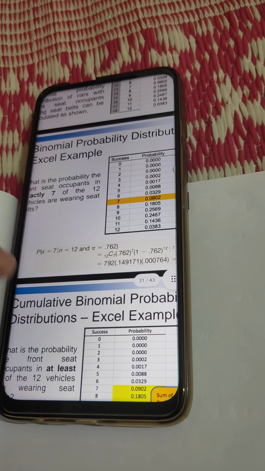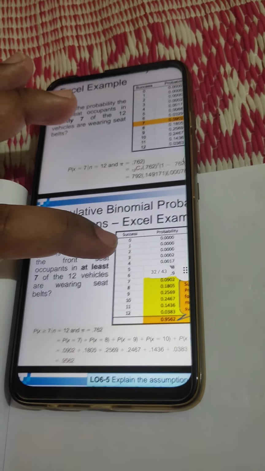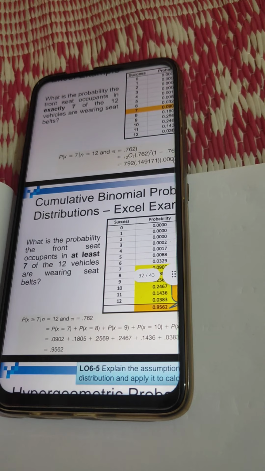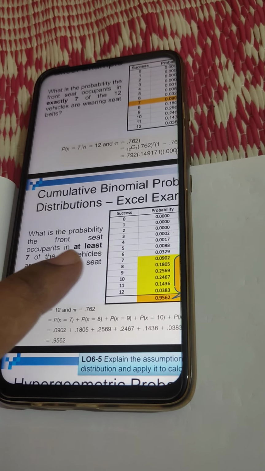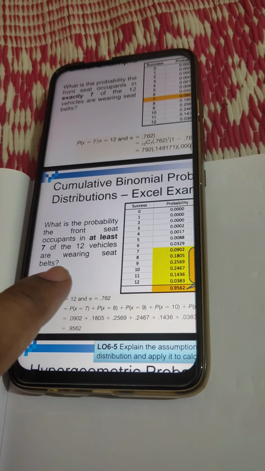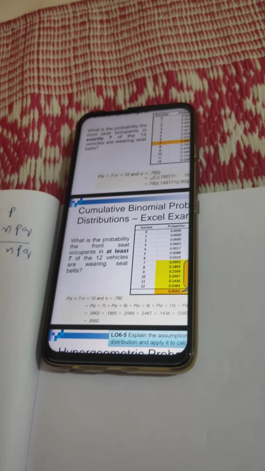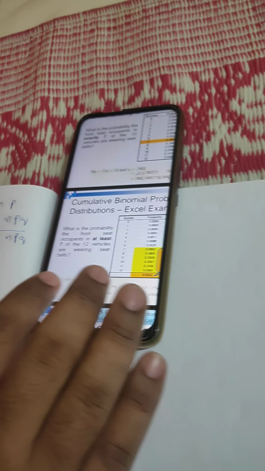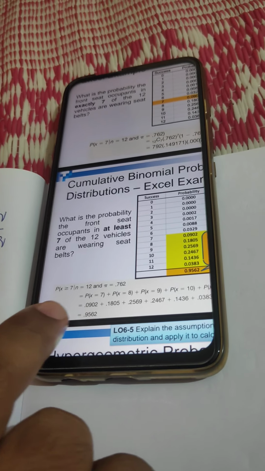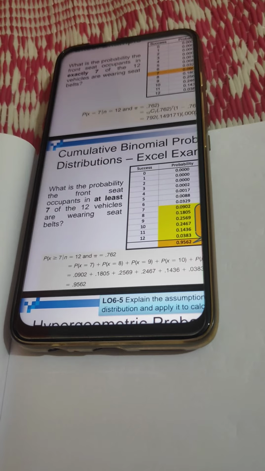A cumulative binomial probability distribution is nothing but adding the probabilities one after another. So here you can see: what is the probability that the front seat occupants in at least 7 of the 12 vehicles are wearing seat belts? Wearing or not wearing seat belts, only 2 events, and n is equal to 12, and here success is getting at least 7. So P of x greater than or equal to 7, you have to find. So 7, 8, 9, 10, 11, 12.